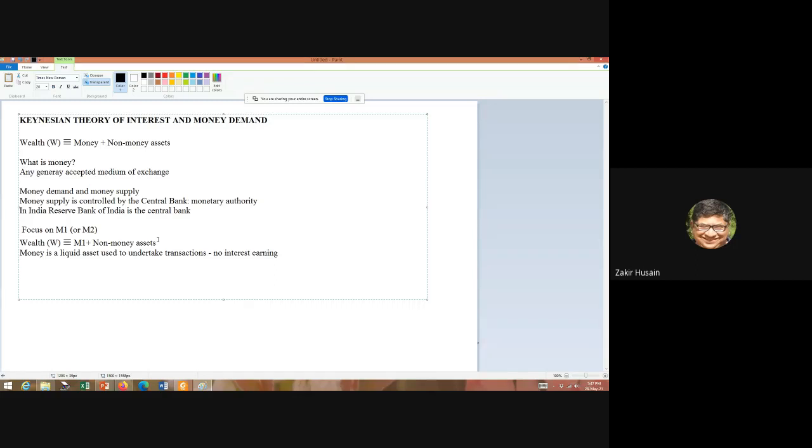Now, in the case of non-money assets, we can think of different types of assets. You can invest your wealth in the form of real estate. You can also invest it in the form of non-monetary financial assets. Now, when Keynes talked about non-money asset, he basically meant bonds.